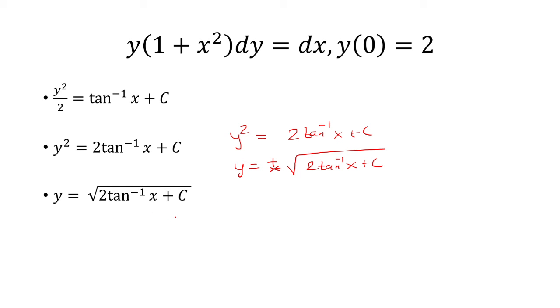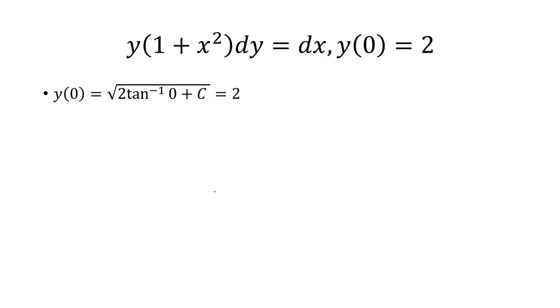And now I can solve for c. So I just plug in x equals 0. And the inverse tangent of 0 is just 0. So really what I'm left with is square root of c, and that's going to equal 2. If I square both sides, I get c is 4.